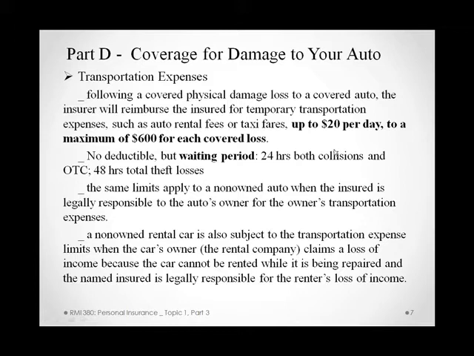And that is why sometimes it is also a good idea to cover the rental car under a separate policy, because if there is any loss to the rental car while it is being fixed, then your own vehicle's policy would not have enough coverage to cover the loss of business income of the rental car company. So a non-owned rental car is also subject to the transportation expense limit when the car's owner claims a loss of income.